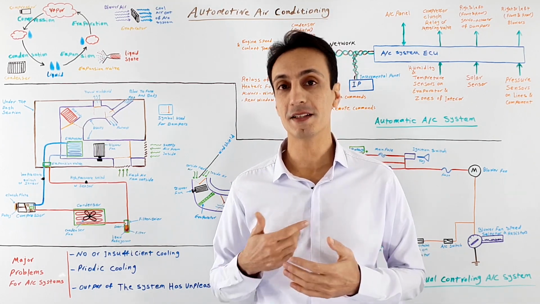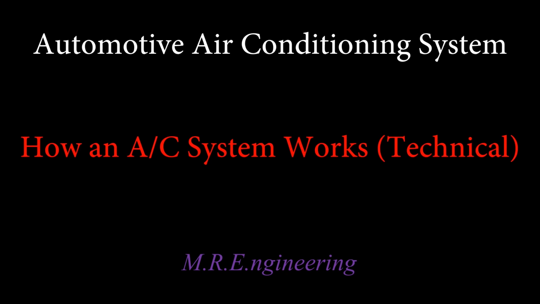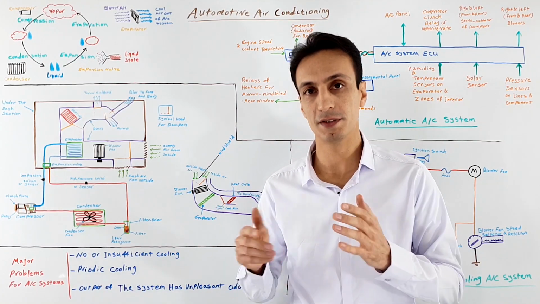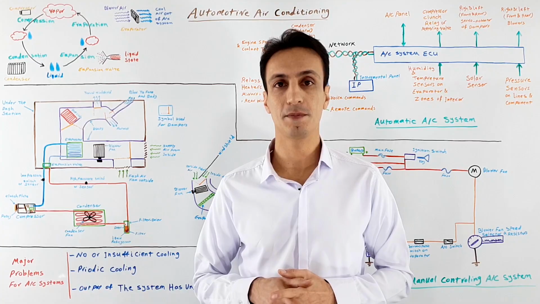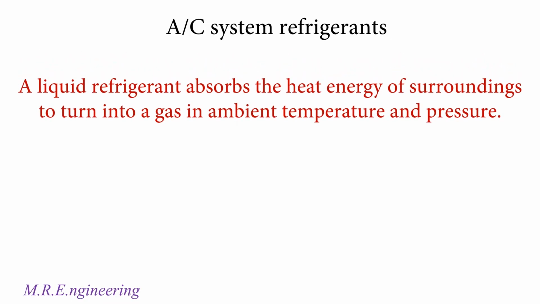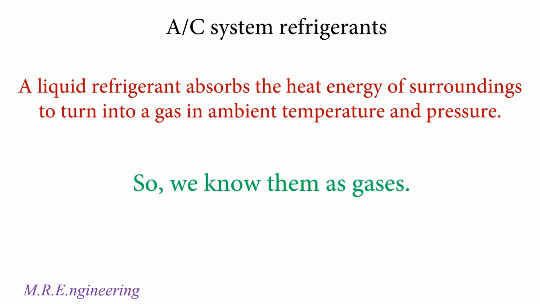My name is M.R.E.ngineering and today I'm going to talk about how technically an automotive air conditioning system works. As you probably know, in an AC system, we need to use a refrigerant with low boiling point, and it means that in ambient pressure and temperature, this refrigerant is in gas state. So we know refrigerant as a gas.